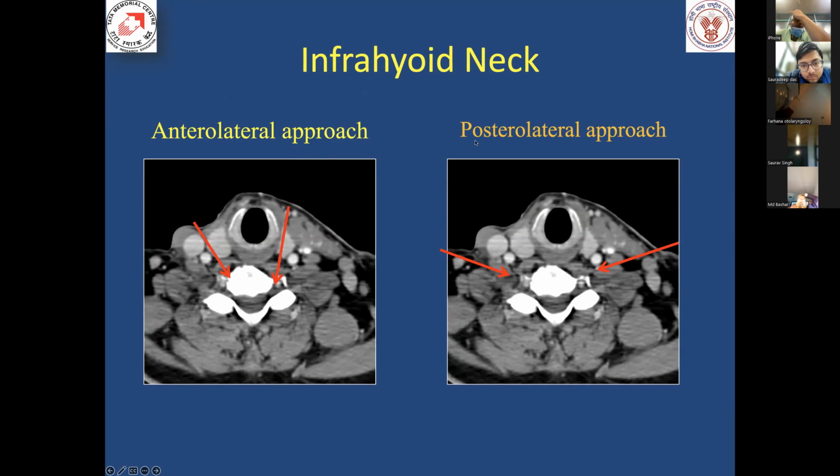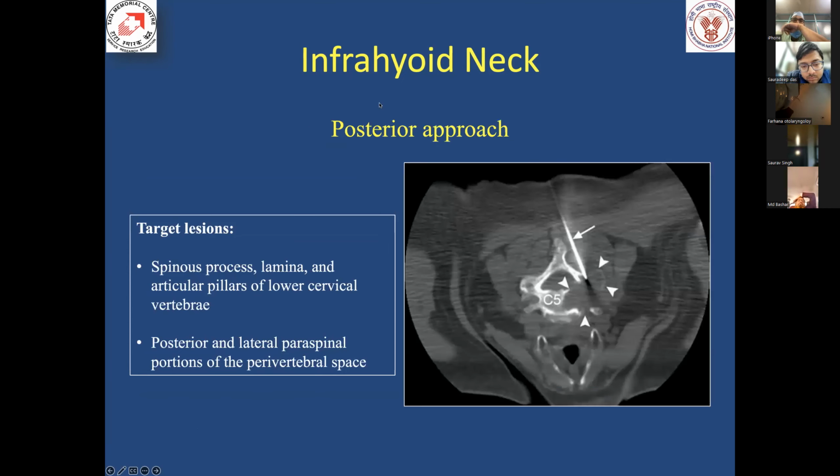And posterolateral is when we go behind the carotid space. So here, these are the examples. This is how we approach posterolaterally. So any mass located in this location or the vertebral lesion can be approached by these two methods. So similar to suprahyoid, when the lesion is involving the pedicle, the approach would essentially be from the posterior.